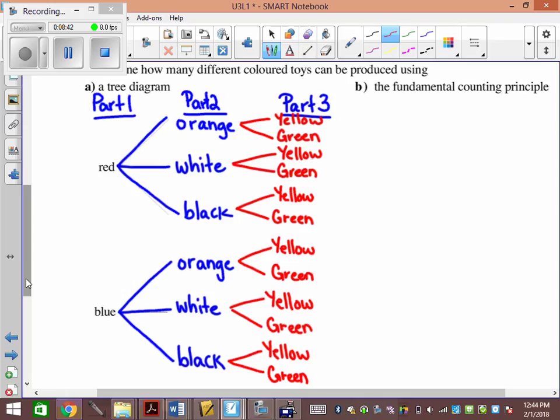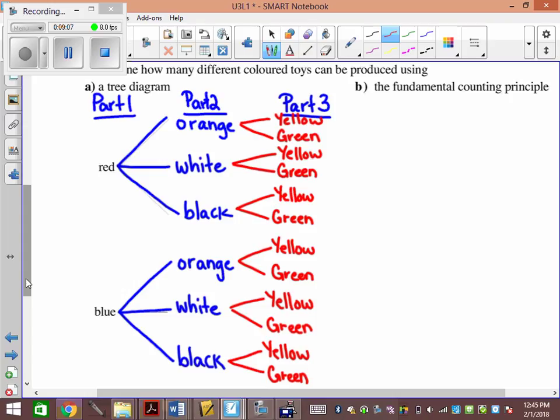So what would the outcomes be? If you follow them along, you'll see what the outcomes could be. I could have a top that's red, a middle that's orange, a bottom that's yellow. I could have a top that's red, a middle that's orange, and a bottom that's green. I could have a top that's red, a middle that's white, a bottom that's yellow. Red, white, green. Red, black, yellow, red, black, green. Are all those different? Yes.